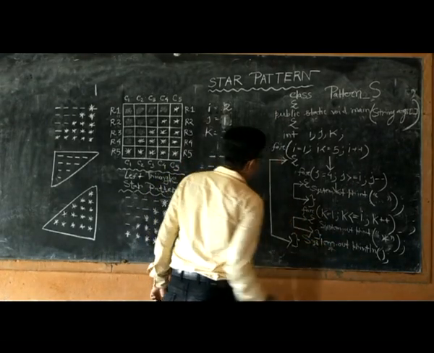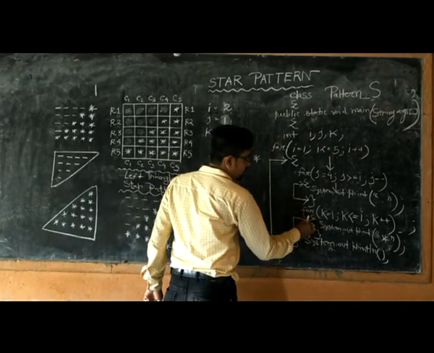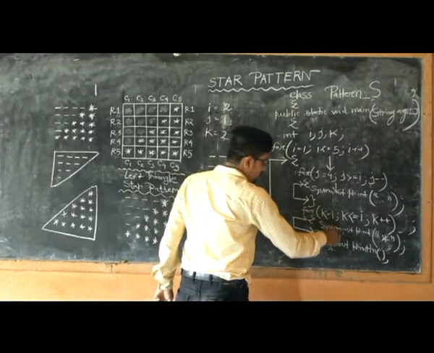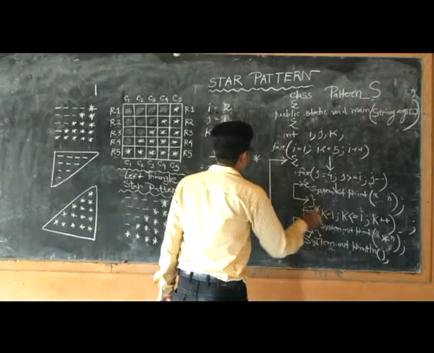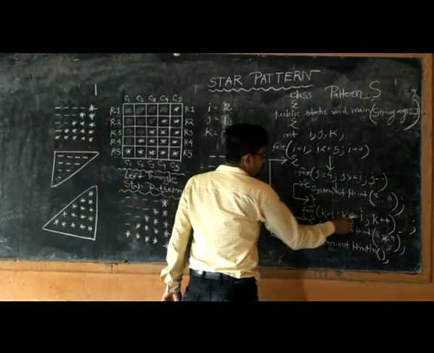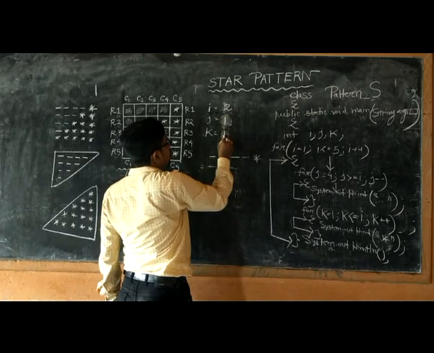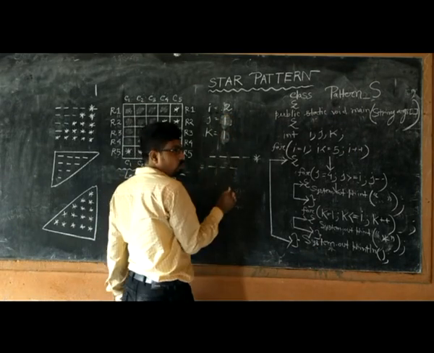System.out.println... sorry, then it will come to the k section, this inner loop. Now k = 1. k is starting from 1, and now i value is 2. Look here, k value is 1 and i value is 2. So 1 <= 2, condition true. Print one star.